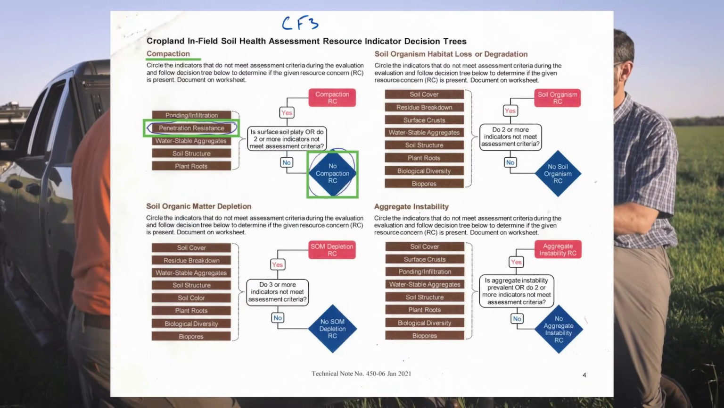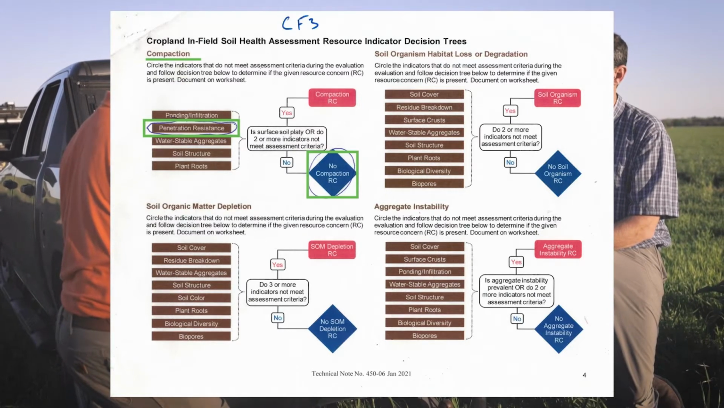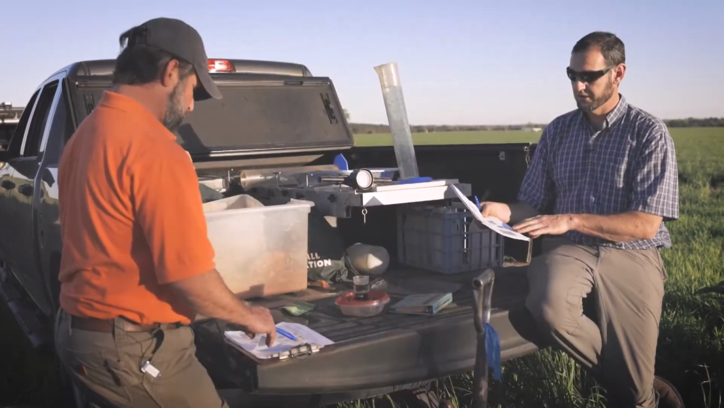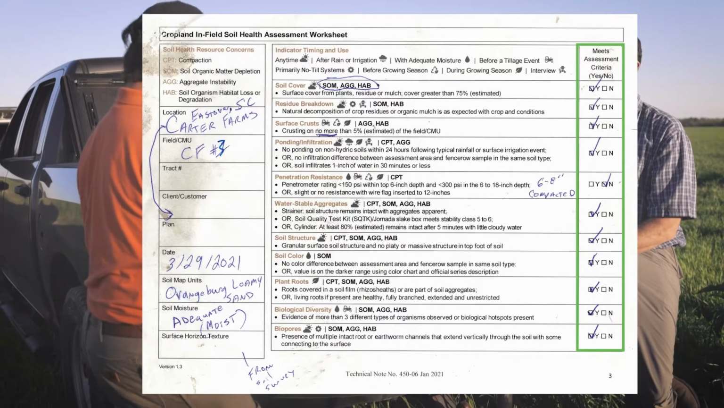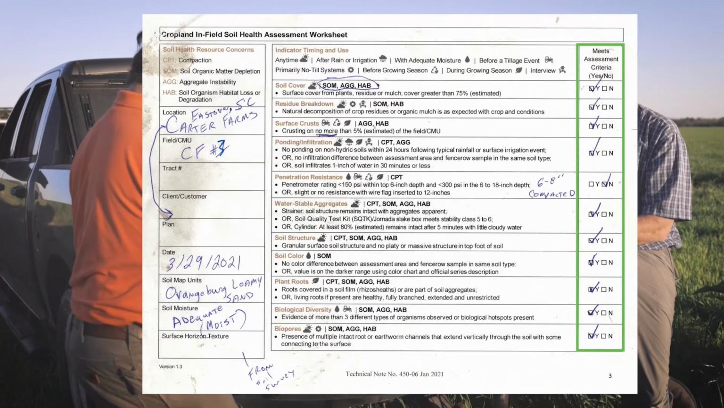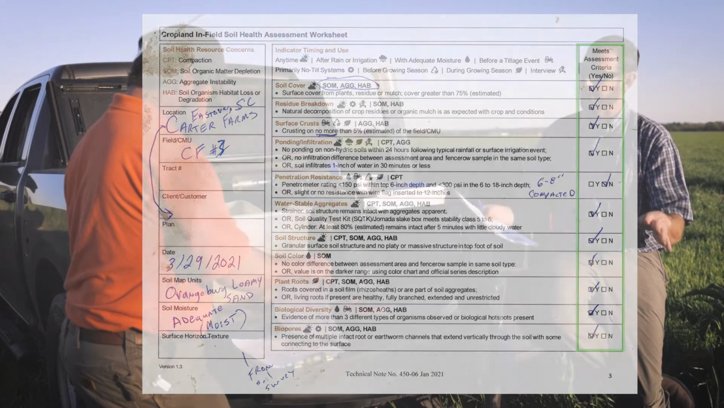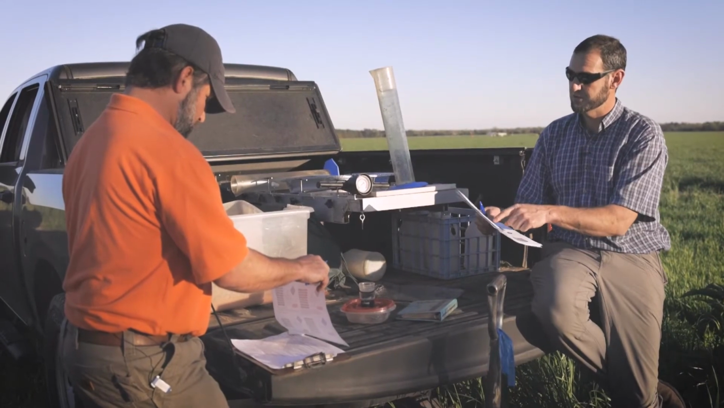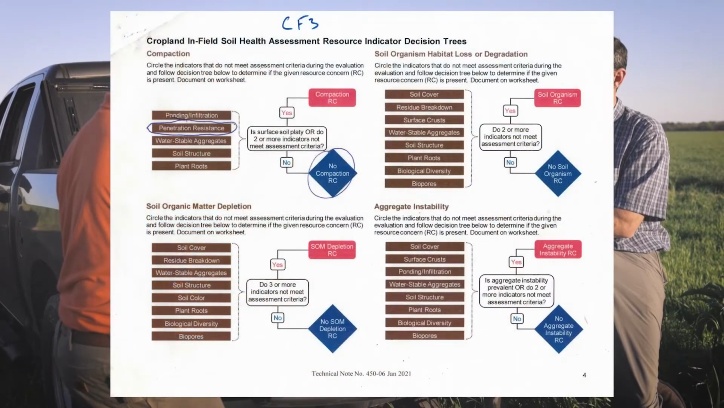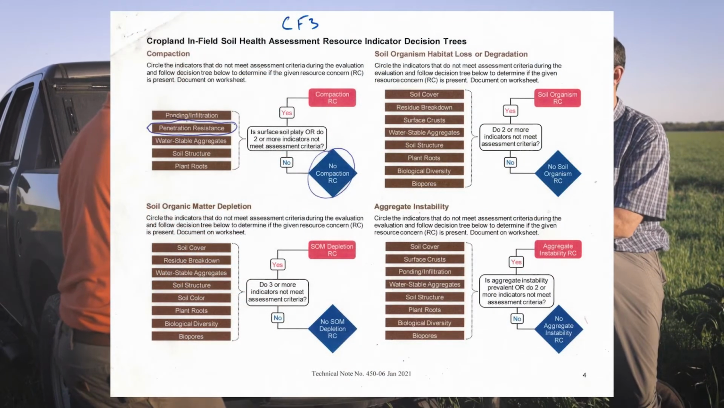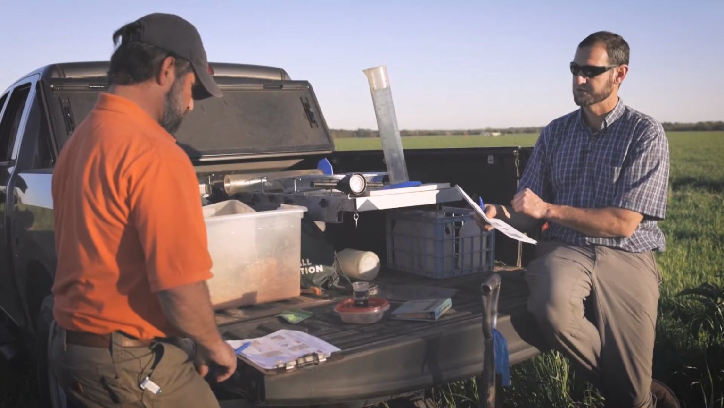No. So the answer is no. So we're going to follow that decision tree on down to see that we do not have a compaction resource concern. If we had other indicators, like plant roots, biopores, soil structure, the aggregates, or crust, identified in the evaluation of that point, then we would have those circled for each one of these resource concerns, and we could follow over within the decision tree to see if we did or did not have criteria that met the identification of the resource concern.